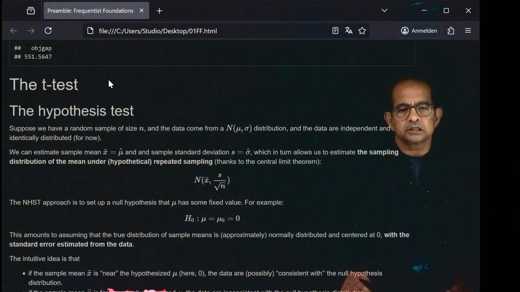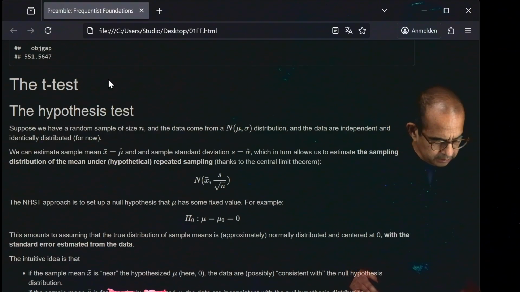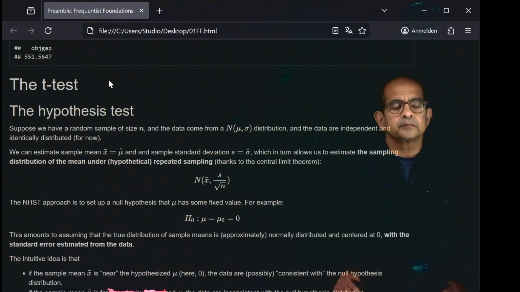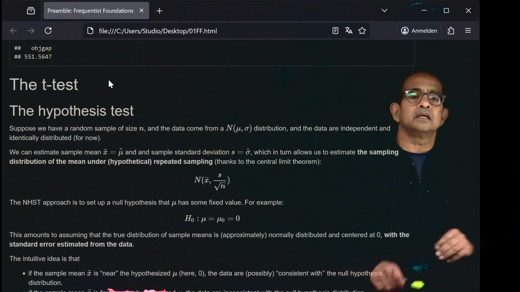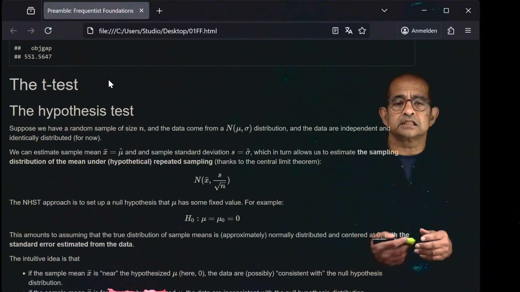So this discussion about the 95% confidence interval and hypothesis testing brings me to the central workhorse of frequentist data analysis, the t-test, right? So the null hypothesis significance test. And so what this t-test basically does is the following, right?